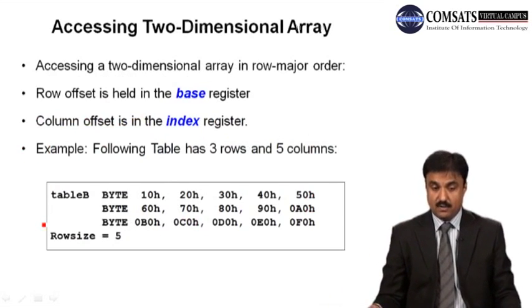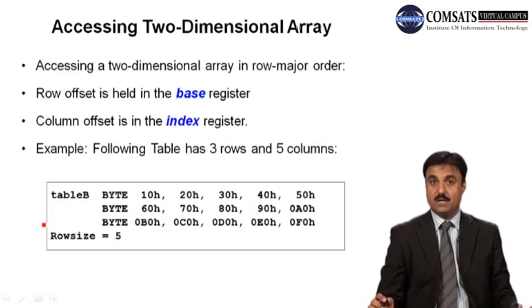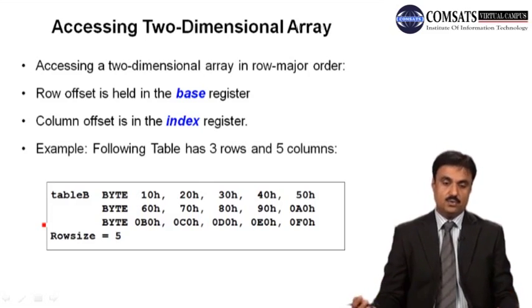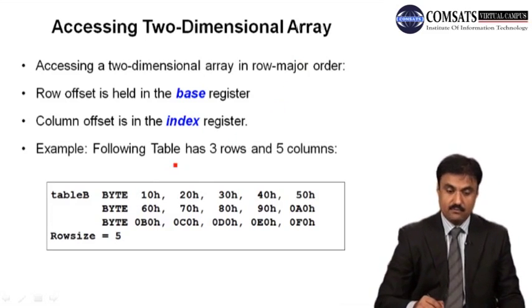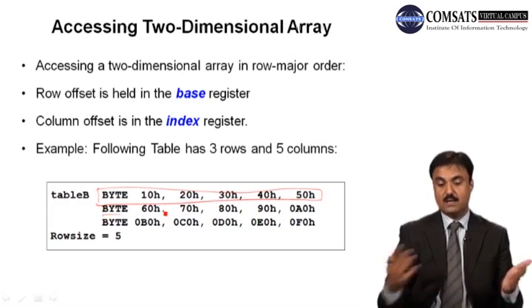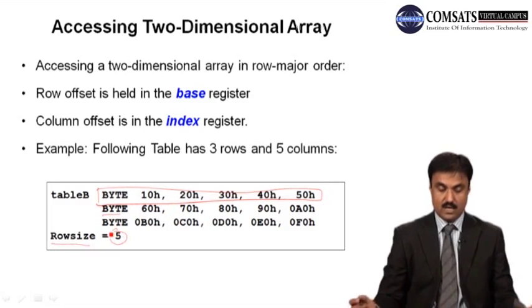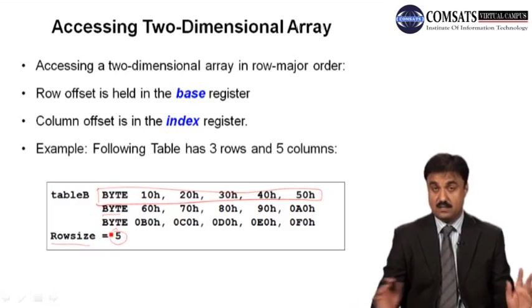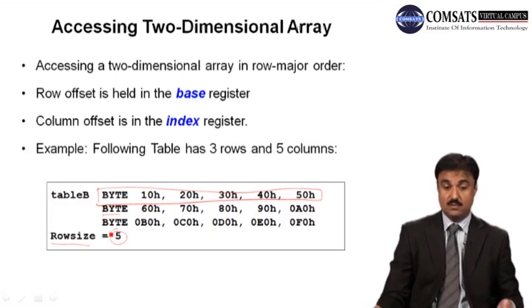So if you want to access the two-dimensional array in row major order, this is the way how you can access it. Just recall what row major order was: the first row will be stored first. This means all the 5 elements will be stored first, then the next 5 elements, and then the next 5 elements. So you can define number of columns, or you can define row size. Row size is 5 here because it will occupy 5 bytes, or it has 5 elements, and so on.